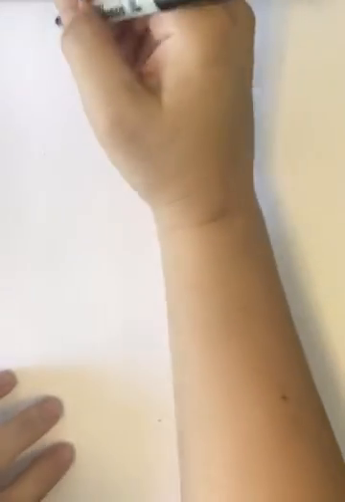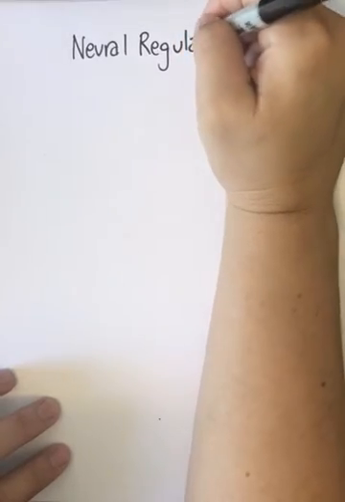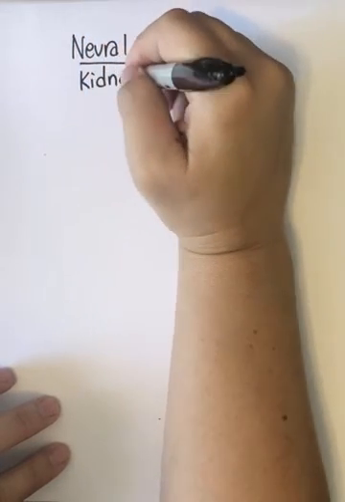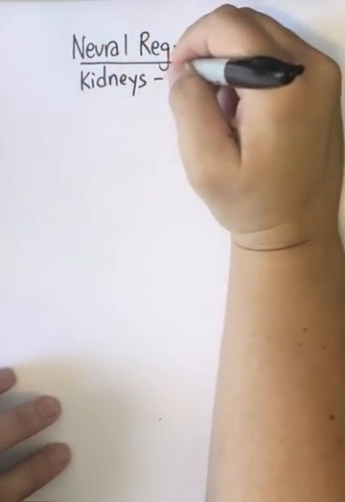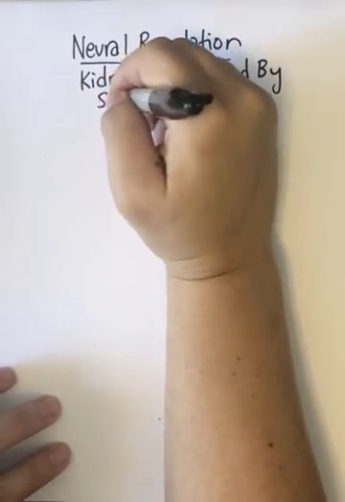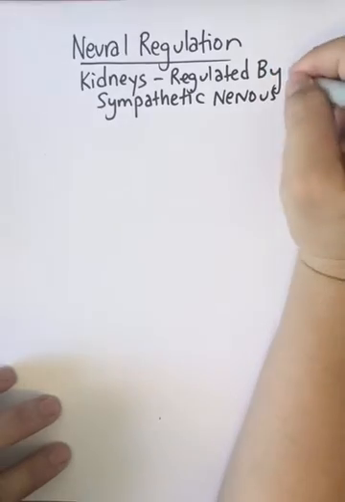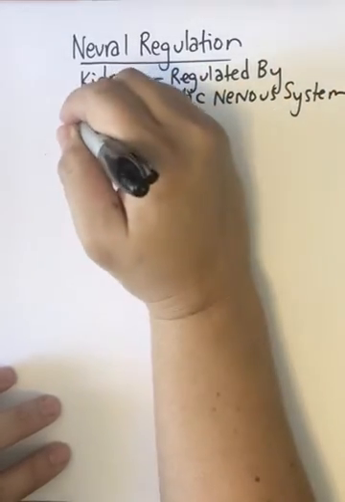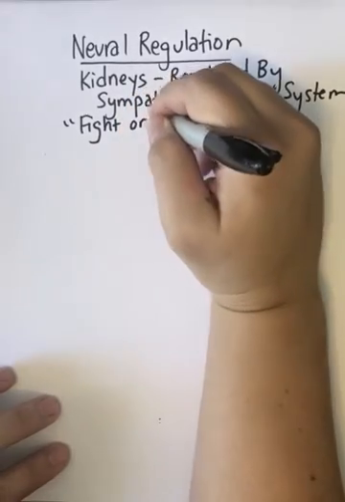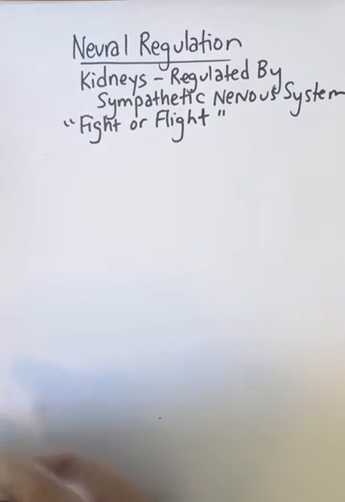I'm going to also do neural regulation of the kidneys. When you say neural regulation, you're talking about the nervous system. All right, so you're saying your nervous system.